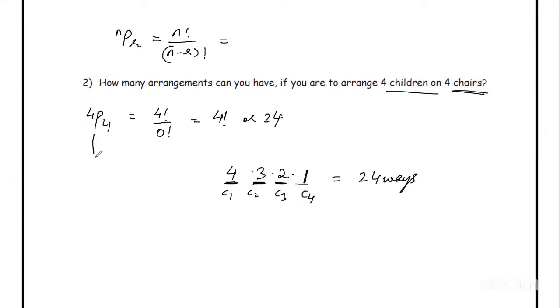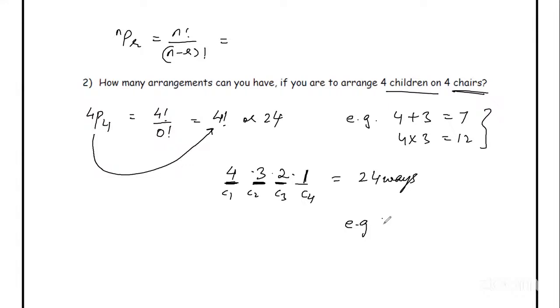One more thing you need to remember is 4P4 means simply 4 factorial. Permutations is not the same thing as our multiplication or addition. For example, if you have 4 plus 3, we know it's 7. If 4 into 3, we know it's 12. It does not work in permutation. So 4 factorial into 3 factorial is not 12 factorial. 4 factorial plus 3 factorial is not 7 factorial. It doesn't work that way. Got it? Remember that. All right, moving on to the third question.